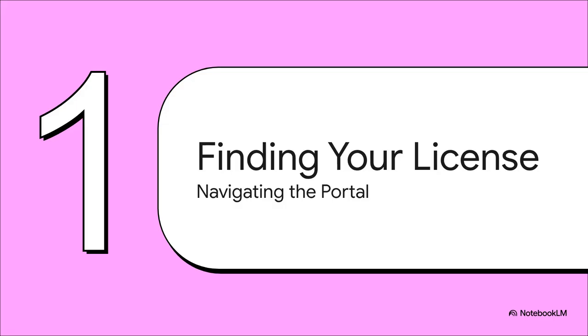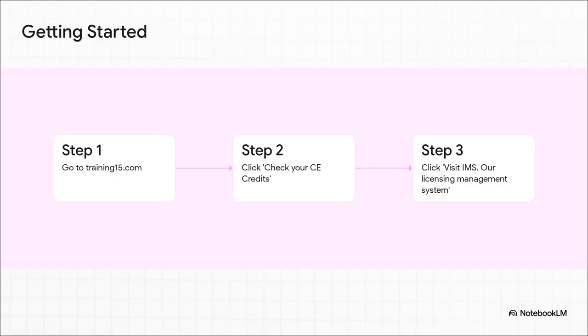Okay, so first things first, we have to get to the right website. This first part is all about navigating to the state's official licensing portal. Let's do it. First step, you're going to go to training15.com. Pretty simple. Once you're there, you'll see a button that says Check Your CE Credits. Give that a click. That'll pop you over to the Department of Labor and Industry page. And from there, you're looking for one more link. It's the one that says Visit IMS, our licensing management system.